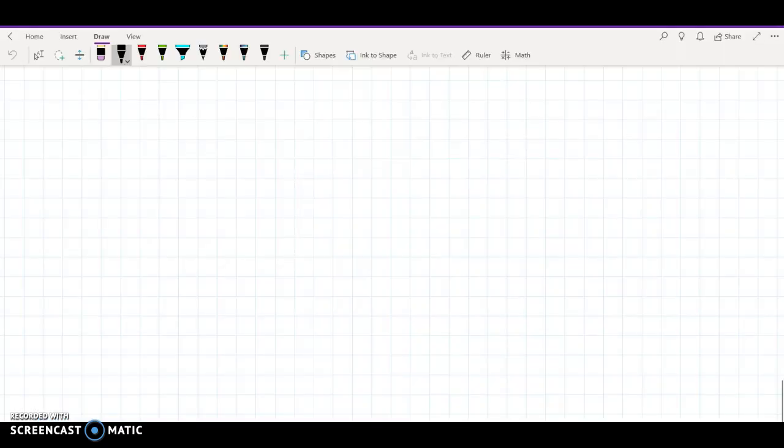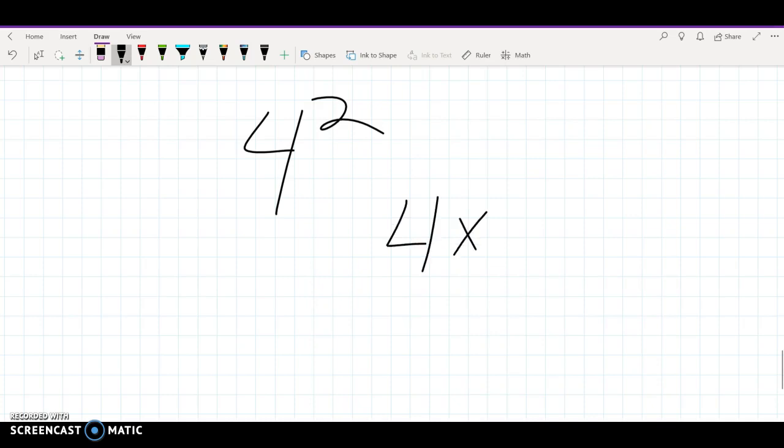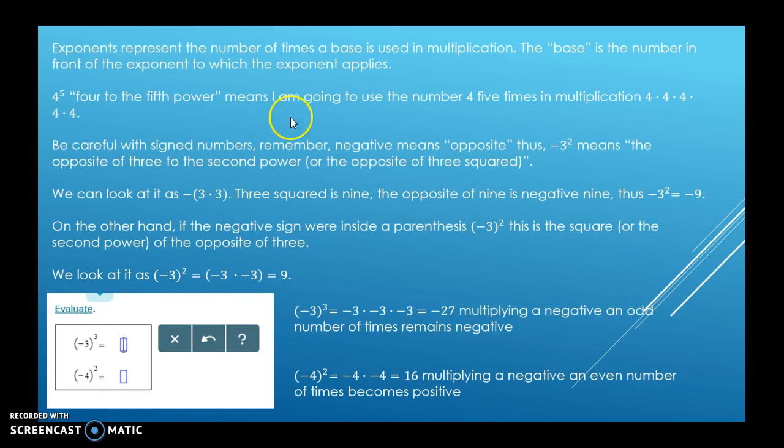For instance, if I take 4 to the second power, I'm not multiplying 2 times. I'm only multiplying once. It's just I'm using the 4 twice in my multiplication. So there's not 2 operations of multiplication. You're using the base twice in a multiplication problem. So 4 to the 5th power, I'm going to multiply 5 4s. So notice there's only 1, 2, 3, 4 multiplication symbols, but we have 5 of the 4s.